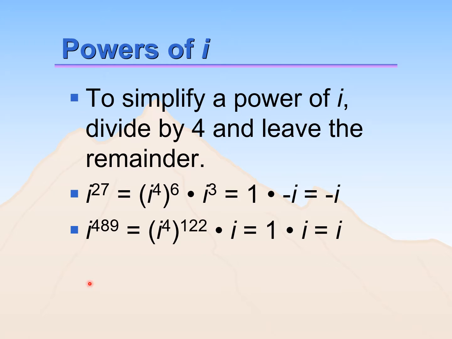Let's try a bigger number. If you have i to the 489th power, well, 4 goes into 489 122 times. So that's why we have i to the 4th to the 122. It has a remainder of 1, so that's where you have times i, because this is i to the 1st power, because there was a remainder of 1 when we divided 489 by 4. So i to the 4th is 1, and 1 to the 122nd power is still 1. And then we have times i, so 1 times i is equal to i.